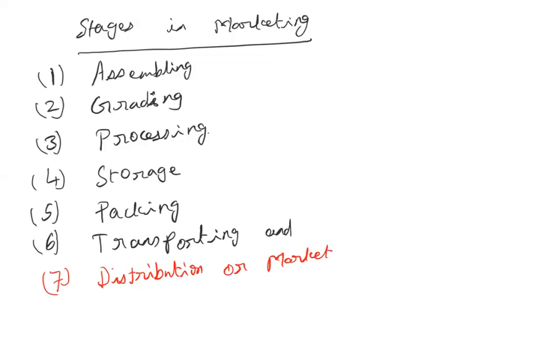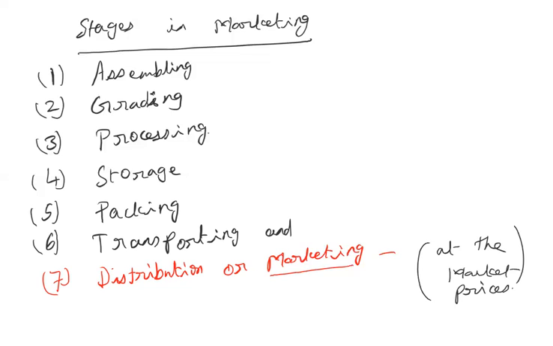So these are all the processes involved. If all these stages are undergone properly, then only the farm commodity will become saleable, and that is what agricultural marketing is. Then only the farmer will be able to sell the commodity at the market price. If all these stages are not undergone properly, then first of all, he will not be able to bring it to the market.